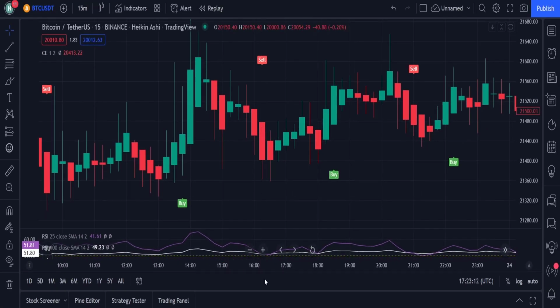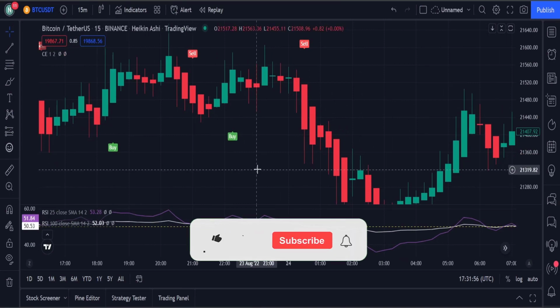This is an excellent strategy. Just make sure you follow the rules strictly and also backtest it yourself.